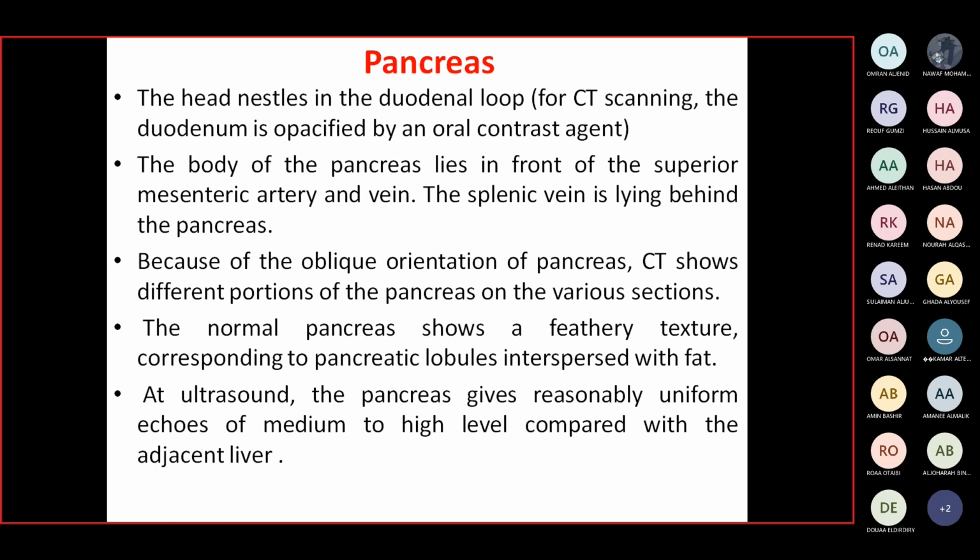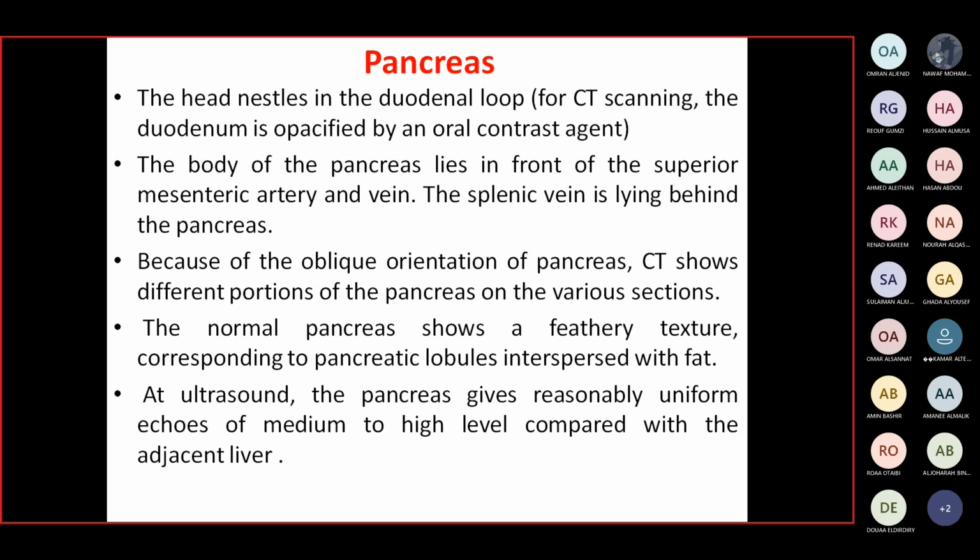The body of the pancreas is usually seen in front of the superior mesenteric vein and artery, and the splenic vein is lying behind the pancreas. This is the anatomical location of the pancreas. So the pancreas is located anterior to the superior mesenteric artery and vein, and also anterior to the splenic vein. We will see all this in the images.